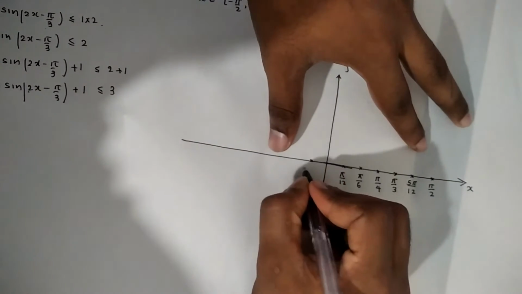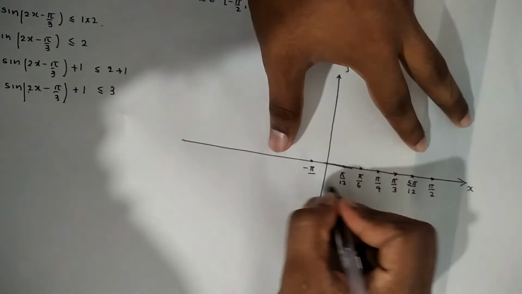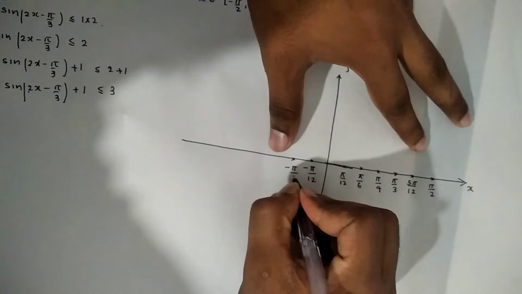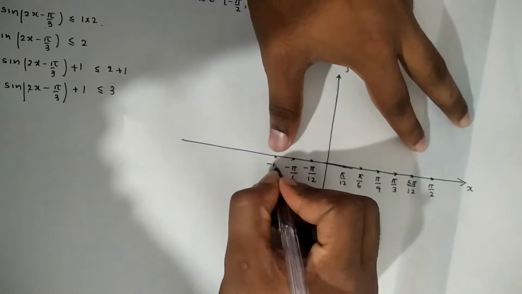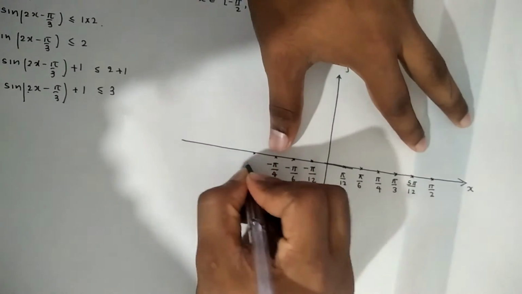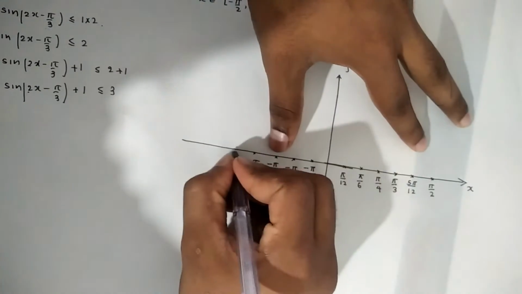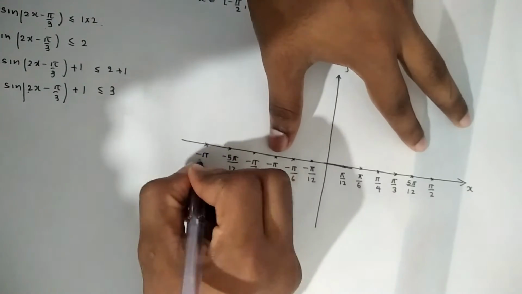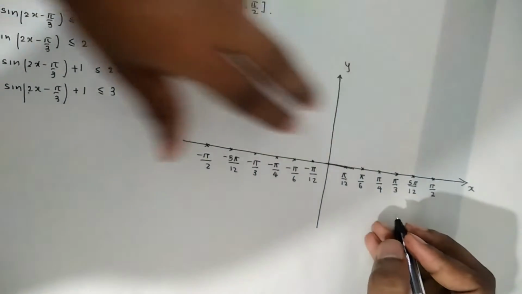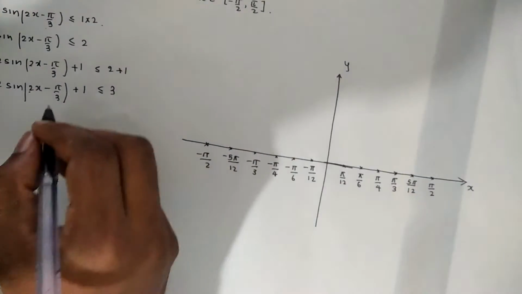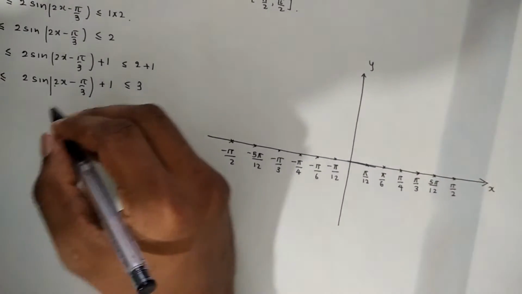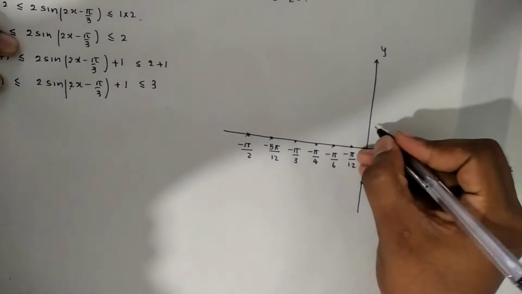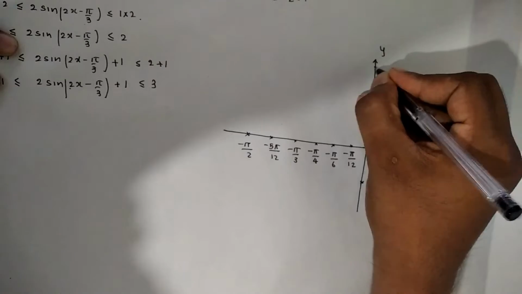And here you have −π/12, and then you will have −π/6, and then −π/4, −π/3, and then −5π/12, and then eventually you end up getting −π/2. And you know that your graph has a minimum value of −1, because you have already found it, and your graph has a maximum of 3. So if this is 1 unit, this is 1, 2, 3.